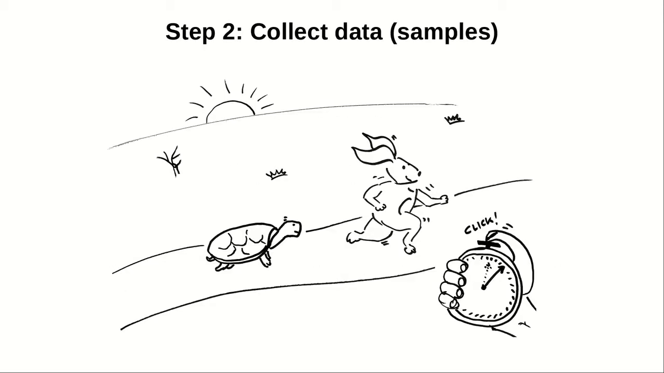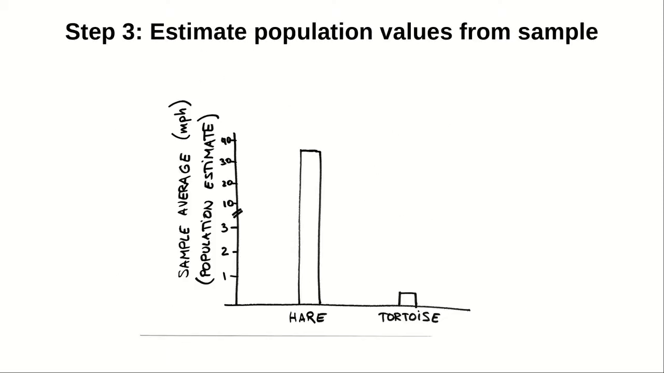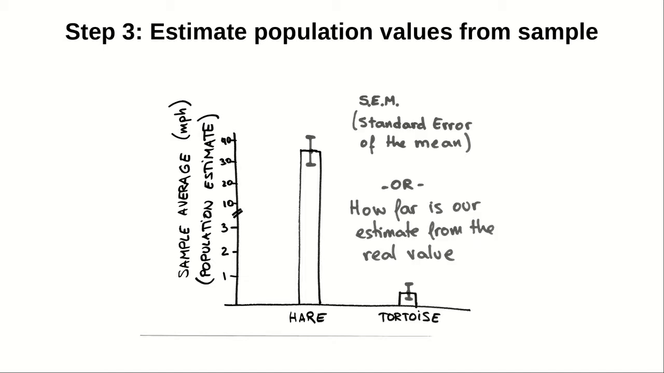Step number two, we start collecting the data. That means that we start to time the race time of the hares and the tortoises, and we compute the speeds. Once we get the table, we can estimate the population values from the sample. In that case, we can estimate the average and then the standard error of the mean or any other statistic of dispersion, so we can see how different they are.